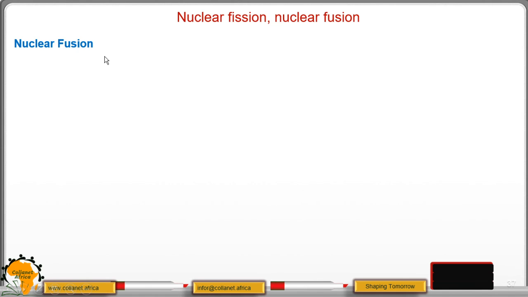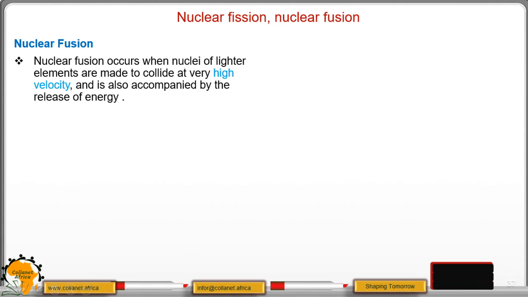We move to nuclear fission and nuclear fusion. We start with nuclear fusion. This one occurs when the nuclei of lighter elements are made to collide at a very high velocity and they combine, forming a larger or heavy nucleus. The word fusion comes from the word fuse, which is to combine. So we have two lighter nuclei which are colliding and becoming one heavy nucleus.